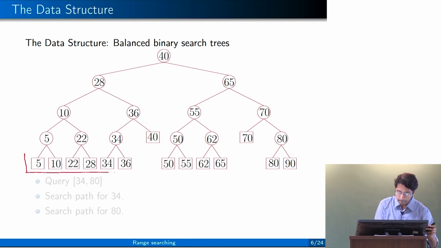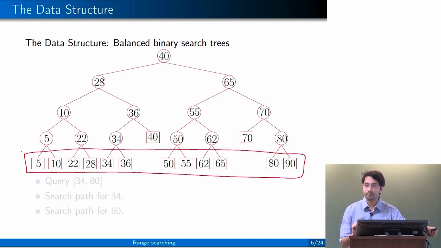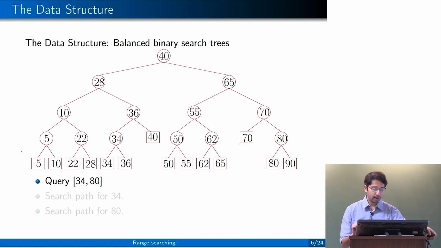So, this is my given set of points, and I am looking for a range or query, suppose 34 to 80. What I will do, I will create a balanced binary search tree. The way we have created it earlier, it is the same way we will create a balanced binary search tree. And what does each internal node represent in this balanced binary search tree? It represents an interval.